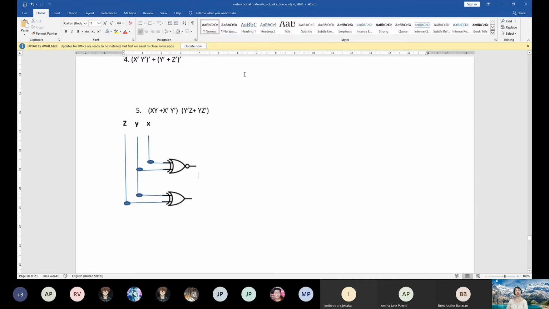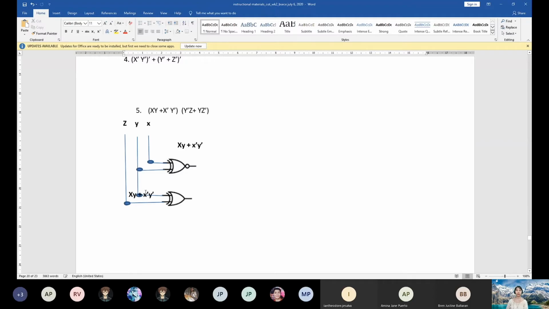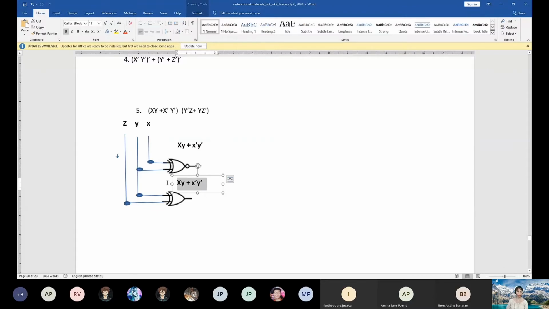Okay, then after that we now have xy plus xy prime. Am I right? Am I wrong? Class? XNOR is xy plus x prime y prime. And XOR is, okay, y prime z plus yz prime.